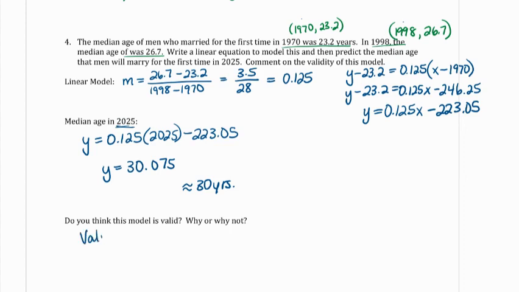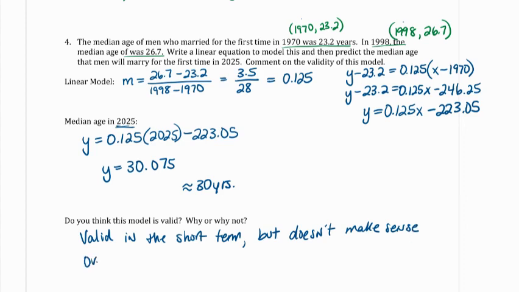So maybe we could say it's valid in the short term, but doesn't make sense over a long period of years. A lot of times we'll have linear models that make sense in the short term like that, but not if we keep going. So then maybe we have to look at a different type of model.